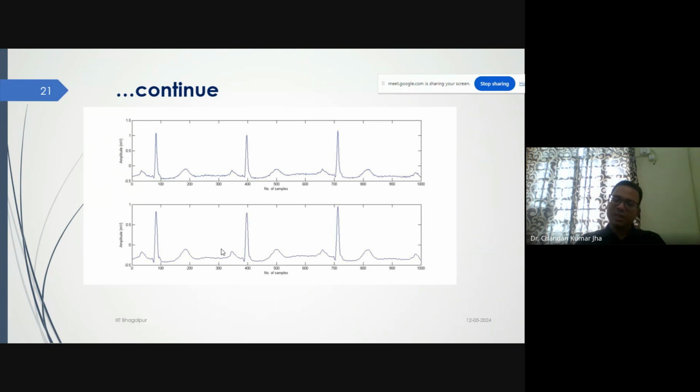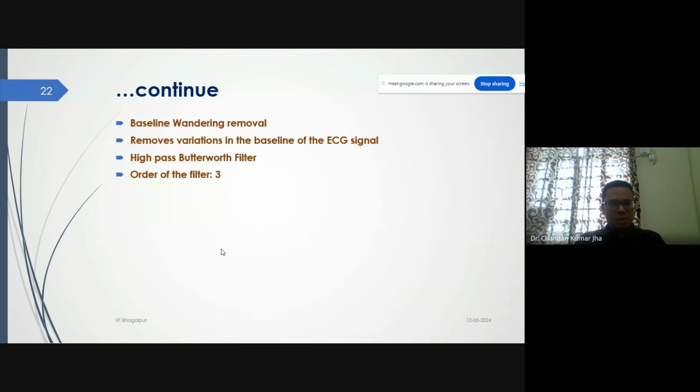So in this way, the high frequency noise can be removed using the SC filter. Now, what is the baseline wandering? Baseline wandering means the baseline moves here and there in the ECG signal. And these variations of the baseline can be removed using the high pass Butterworth filter.